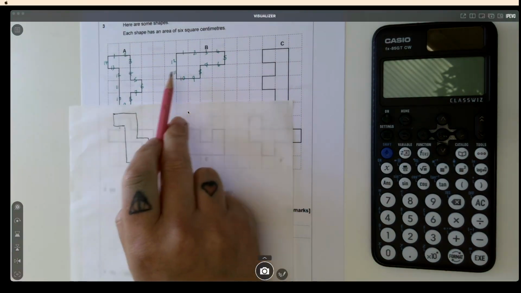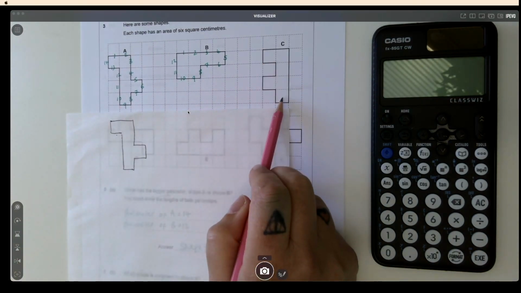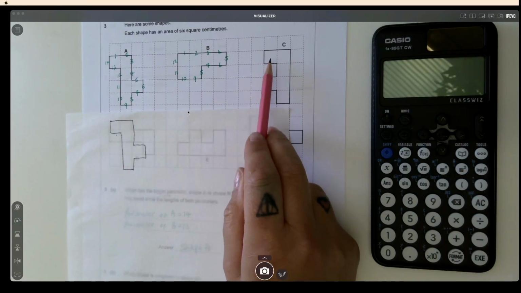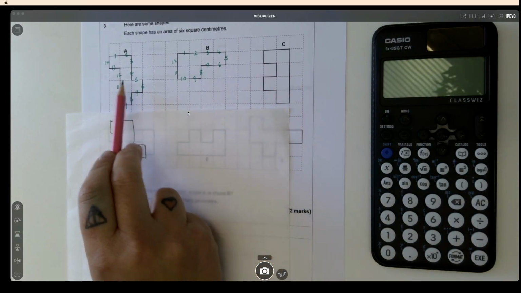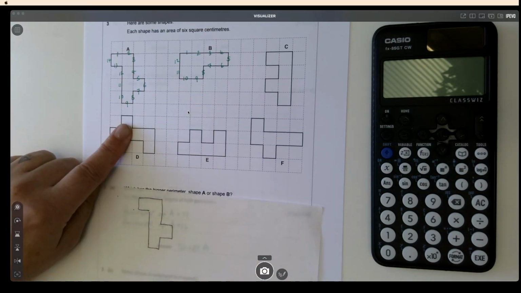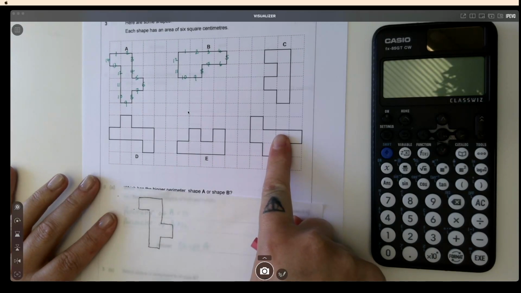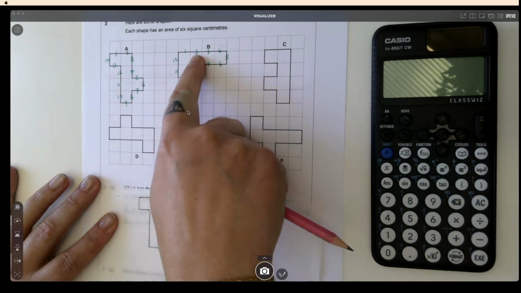Okay, so B is definitely not the same shape. And C is definitely not the same shape because these two squares that are stuck out are on the same side, whereas on shape A, those two squares are on opposite sides. So D has squares on opposite sides and F has squares on opposite sides. I'm going to ignore these three.